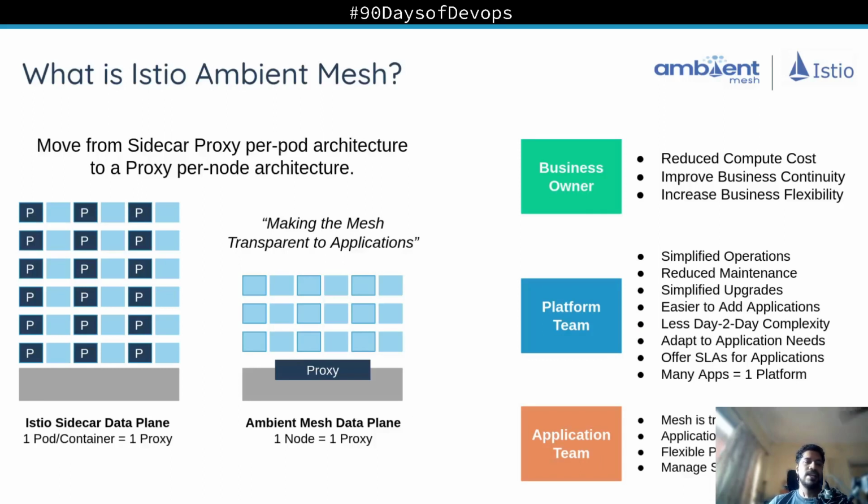So what exactly is the Istio ambient mesh? The Istio ambient mesh is sort of an architecture where you have one proxy per node rather than having one proxy per container. And with this, there were a lot of improvements.